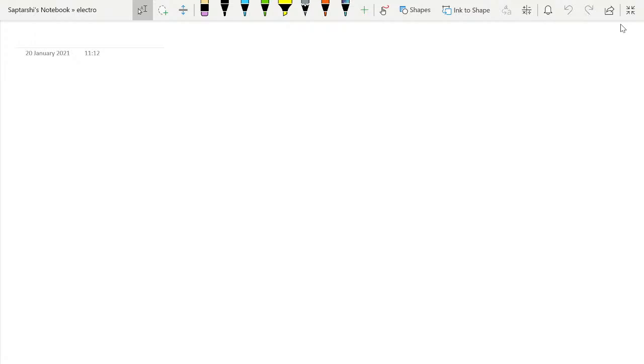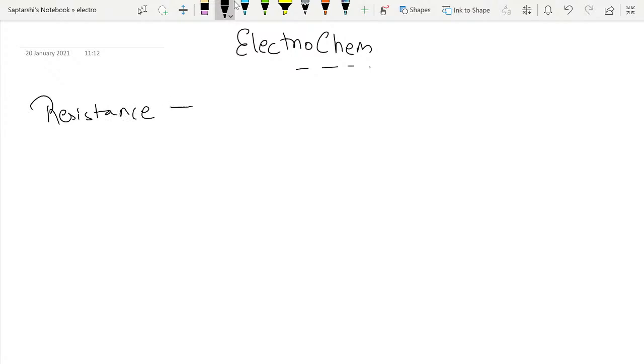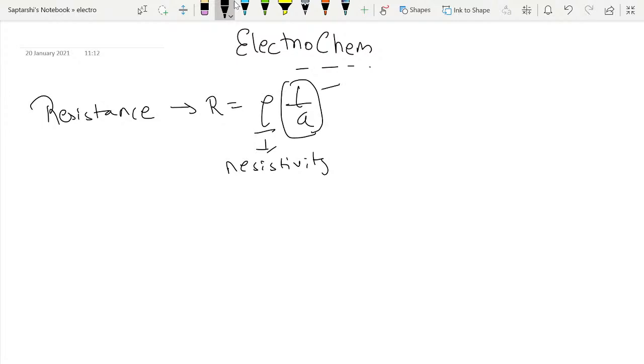Okay, so first of all, let us start off with some concepts from physics. Right, okay, so what is resistance? Resistance is given by R equals rho L by A, where rho is the resistivity. This whole thing, L by A, is called the cell constant.